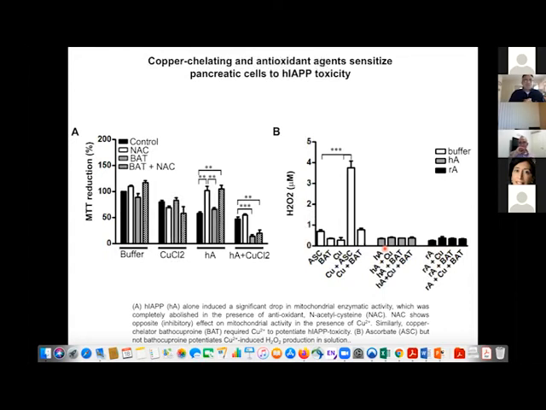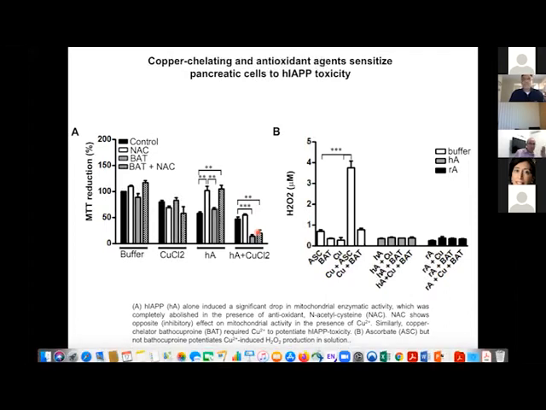Previously, it was suggested that metal chelating agents, such as, for example, bathocuproine, may be helpful against amylin toxicity and amylin copper-mediated toxicity. However, we found quite the opposite, where bathocuproine on its own did not have any significant effect on amylin toxicity. In the presence of copper, there was a significant enhancement of toxicity of the amylin copper complex in the presence of bathocuproine, which is a copper 1 chelator.